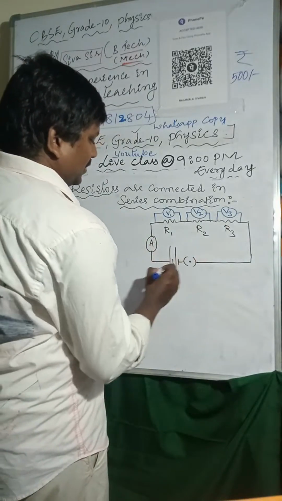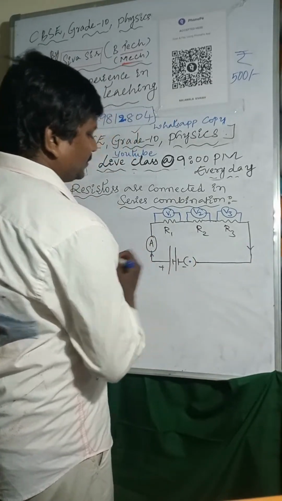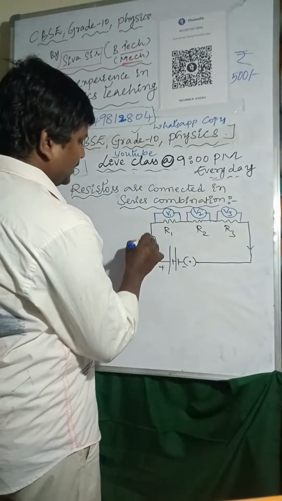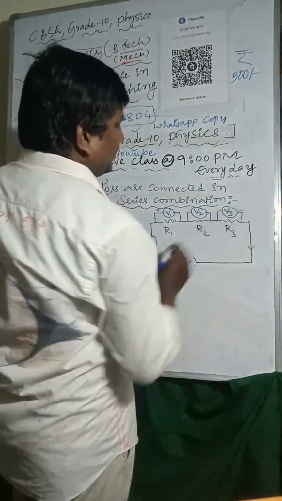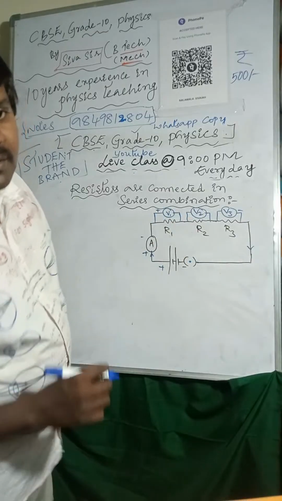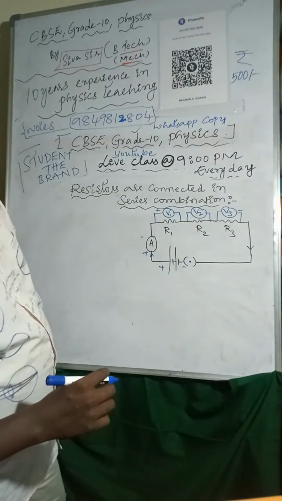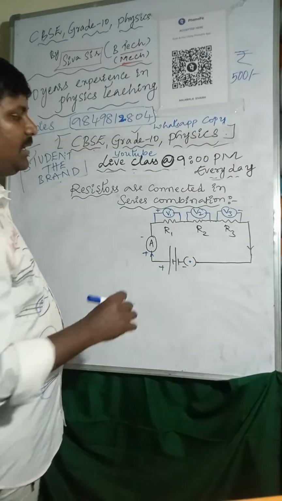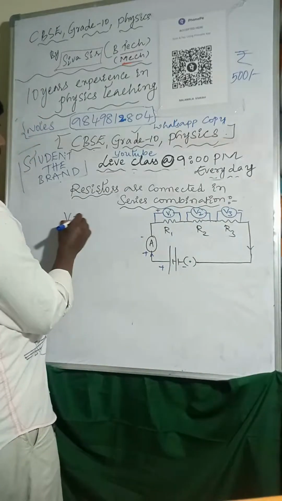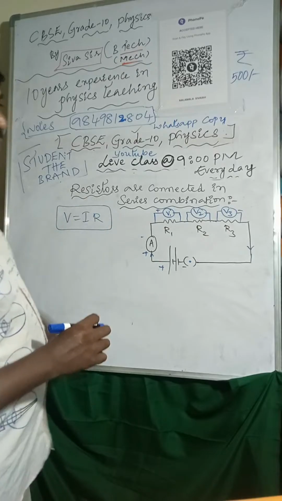So the switch is closed and current is passing through it. Here we have the positive terminal and the negative terminal at the end, so current is passing in this direction. From Ohm's law, V equals IR. So V is directly proportional to current.